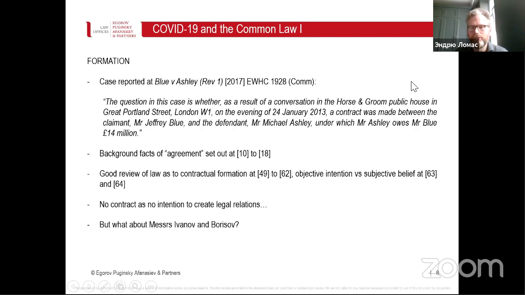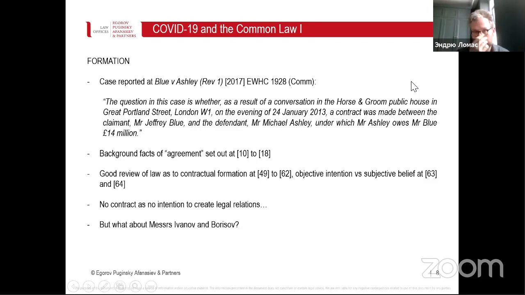Now, the question arises, in the context of lots of drinking in a pub, was this actually a contract formed? I've set out on this slide that there is a good review of the law as to how contracts are formed as a matter of English law at paragraphs 49 to 62 of the judgment. And that can be summarized as follows.